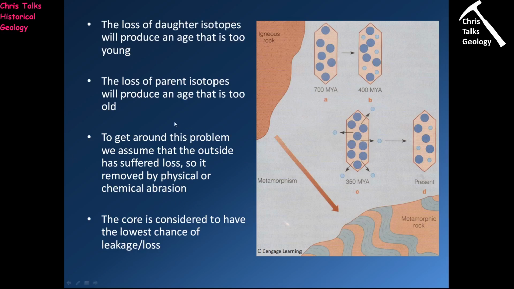One of the ways we get around this problem is we assume that the outsides of the crystal that we're analysing have suffered loss, even if they haven't. We work under the assumption that the crystal has suffered some loss along the edges. So we physically or chemically abrade away this outer edge of the crystal. We actually dissolve it and get rid of it. This means all we're left with is the center of our crystal, the core, and that is what we actually analyze. That's how we try and get around this problem of leakage.